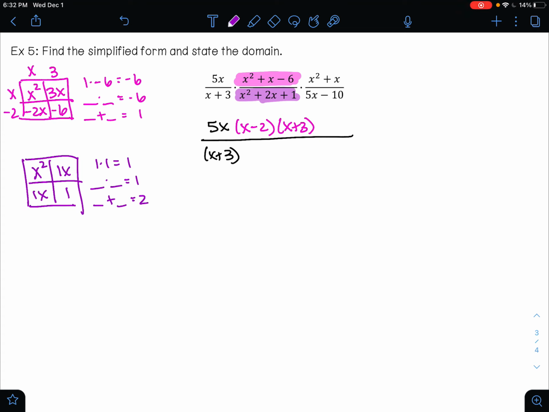In my top row, my greatest common factor is x. In the bottom row, my greatest common factor is 1. In the left column, my greatest common factor is x. And in the right column, my greatest common factor is 1. So here I'm going to have x plus 1 times x plus 1.